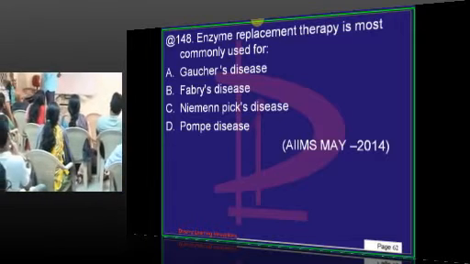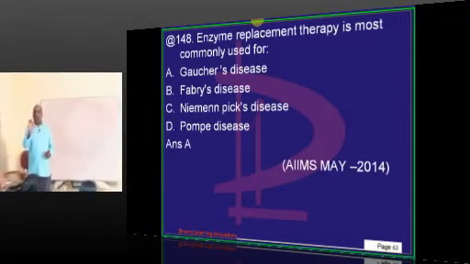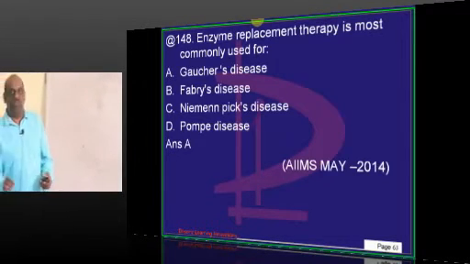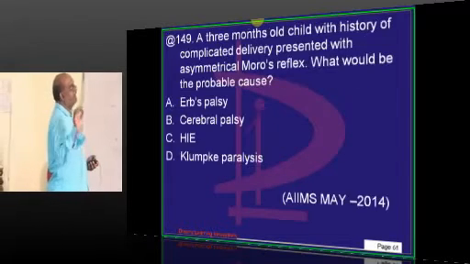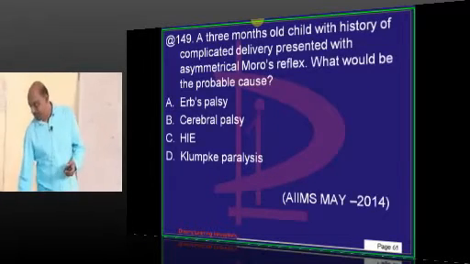Enzyme replacement therapy, where will you use? Gaucher's is a condition. Most successful treatment by enzyme replacement therapy is what you need to remember.